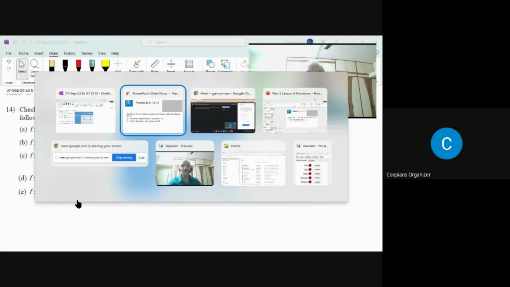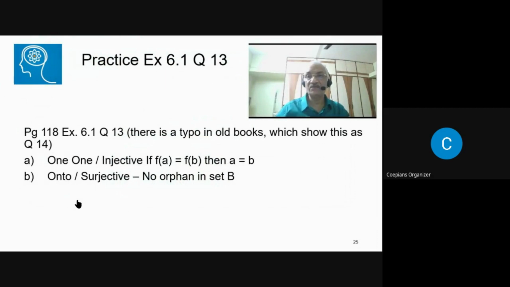So let's start with looking at what exactly we mean by injective and surjective. The function is called one-to-one or injective in case f of a is equal to f of b, then a is equal to b. That means every member of the domain has a unique image in set B or the codomain. Then this particular function is called injective.